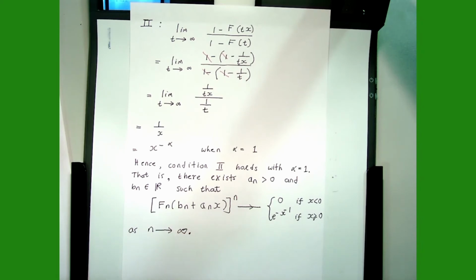All right, so the conclusion here is that because condition 2 holds, there exist a positive a_n and a real number b_n, such that the limit of star is equal to the Fréchet distribution with alpha equal to 1. The next example is example 3.